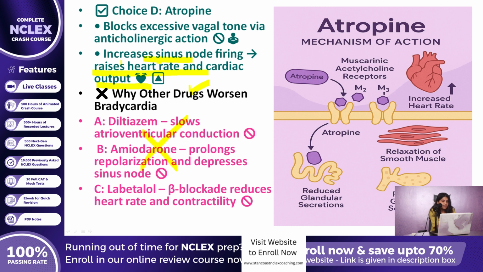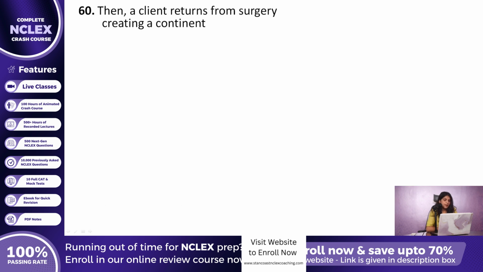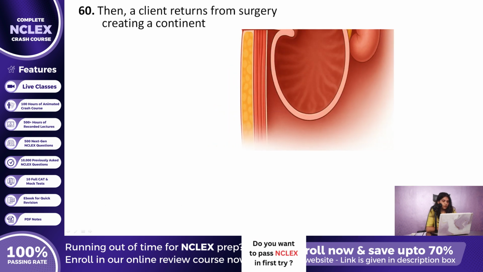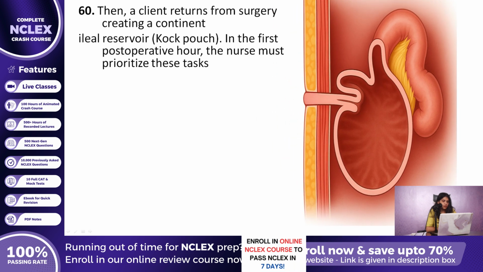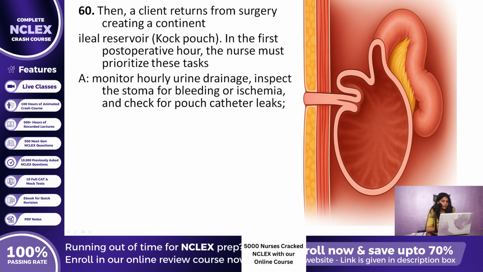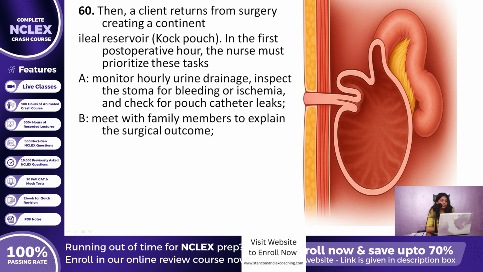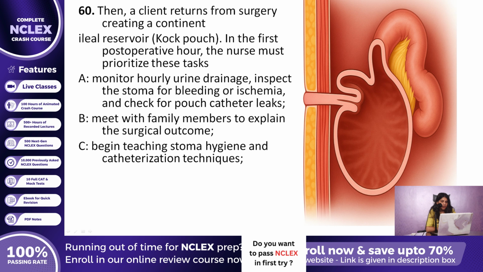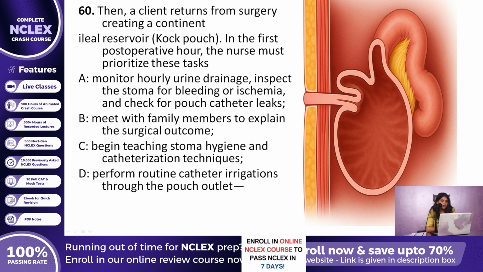Question 60. Then a client returns from surgery creating a continent ileal reservoir, Koch pouch. In the first postoperative hour, the nurse must prioritize these tasks. A. Monitor hourly urine drainage, inspect the stoma for bleeding or ischemia, and check for pouch catheter leaks. B. Meet with family members to explain the surgical outcome. C. Begin teaching stoma hygiene and catheterization techniques. Or D. Perform routine catheter irrigations through the pouch outlet. And the correct choice is A.